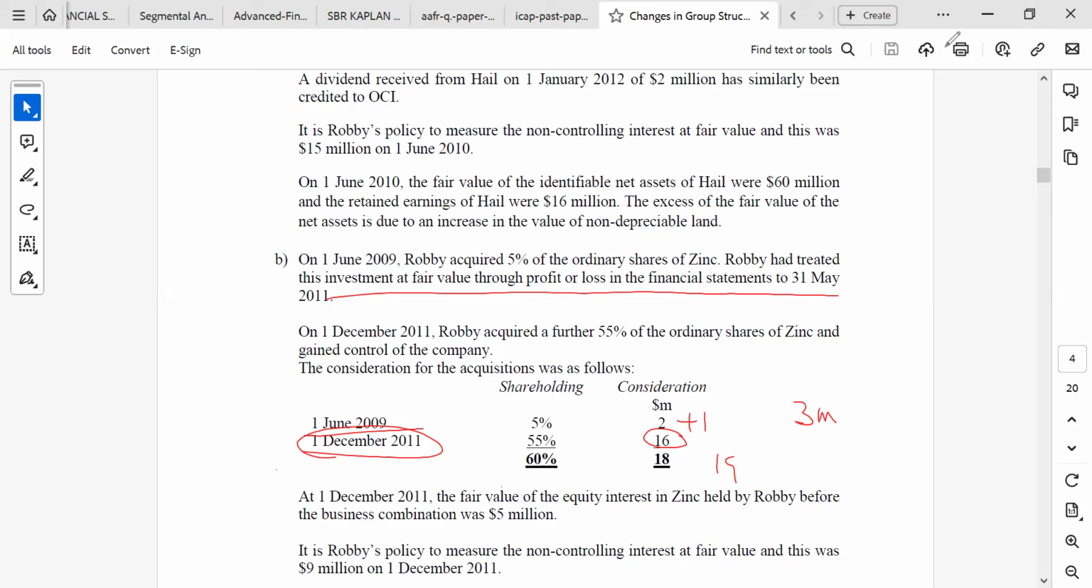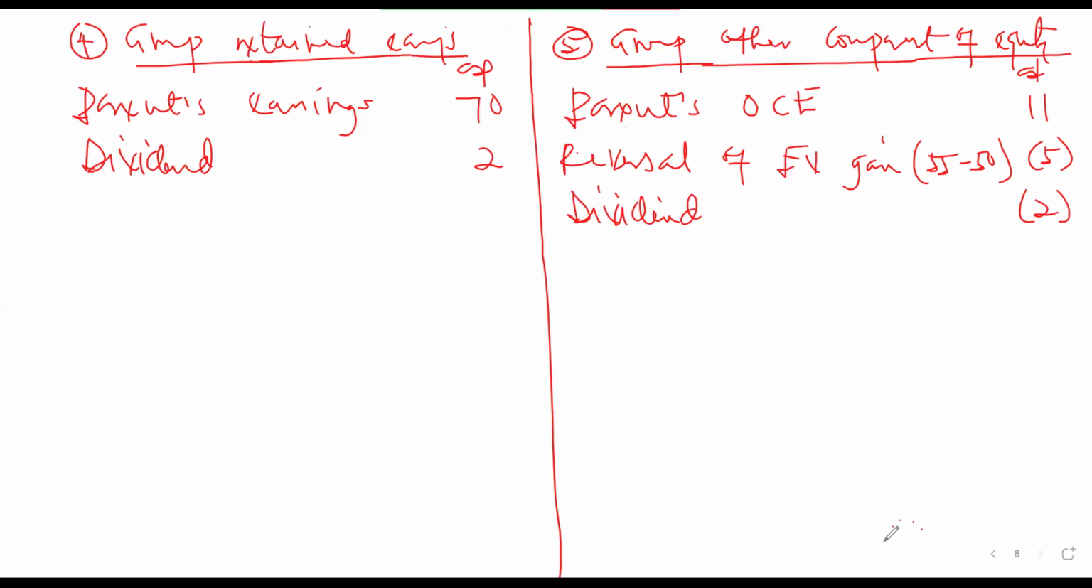Okay. So they are saying that at the date of the business combination, before we acquire the 55% additional shares, the investment for the 5% is now having a fair value of what? 5. So what will be the increase in that value? 2. Okay. So that too should be taken to group retained earnings as a gain on the what? So we have the fair value gain.